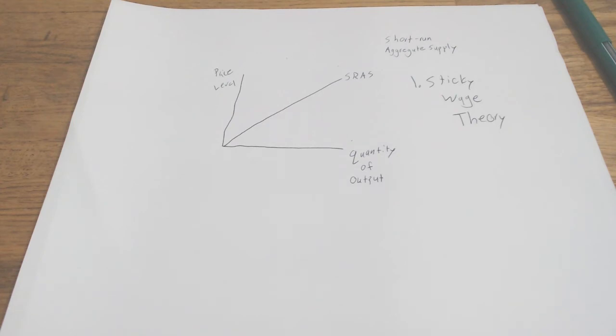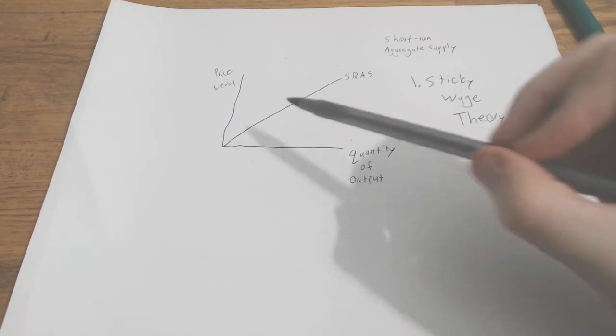Like, most economists believe that the wage theory is the prevailing concept or idea, but there's three ideas, and really all three of them could be happening, and all three of them could be producing this line.